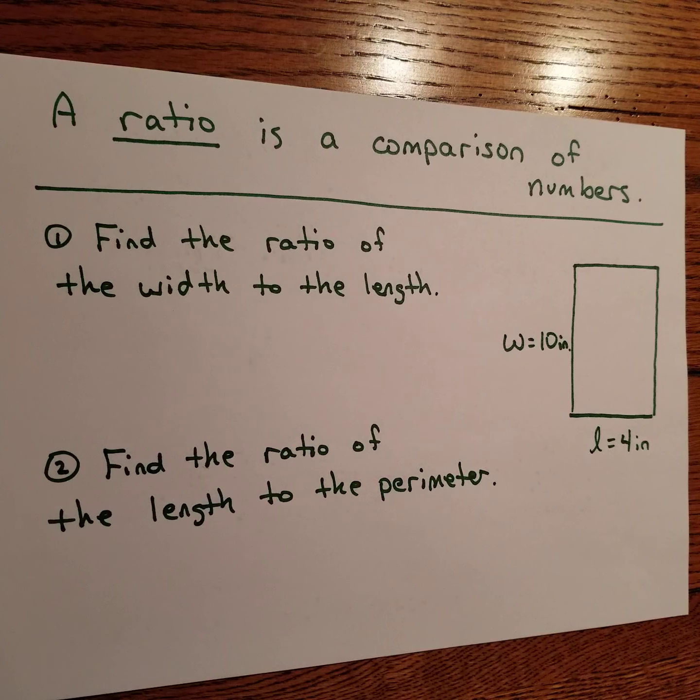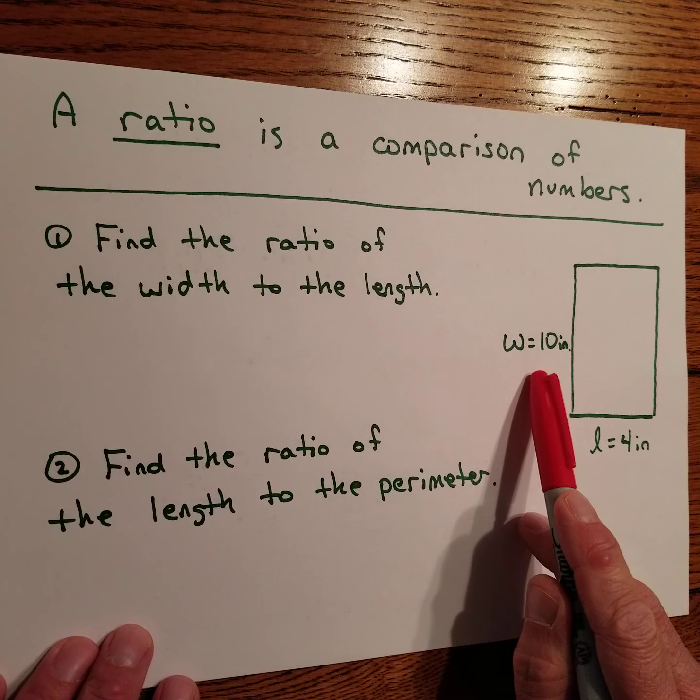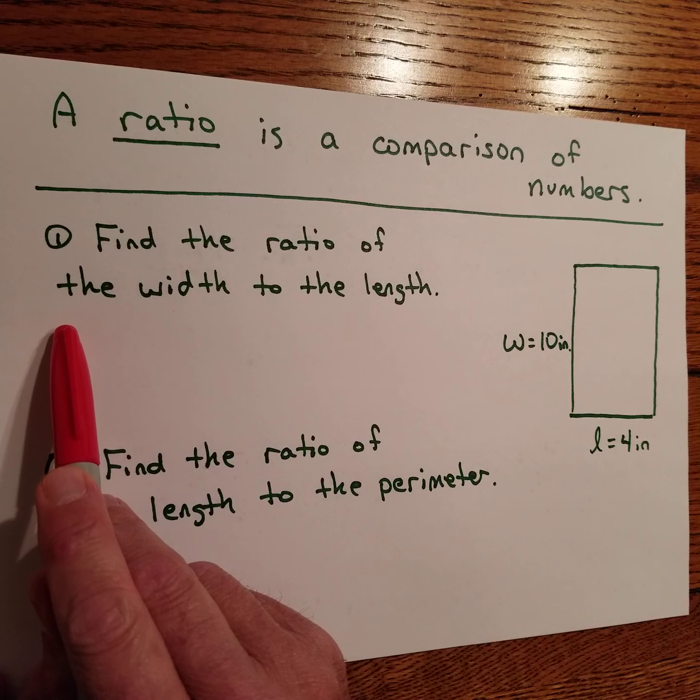In this video, we will introduce the concept of ratio. A ratio is a simple comparison of two numbers. Here's a nice example. I've got a rectangle. This rectangle has length 4 inches and width 10 inches. Problem number 1 says to find the ratio of the width to the length.